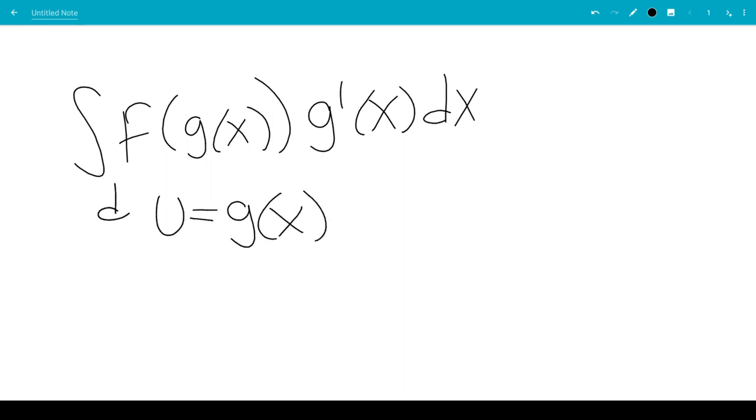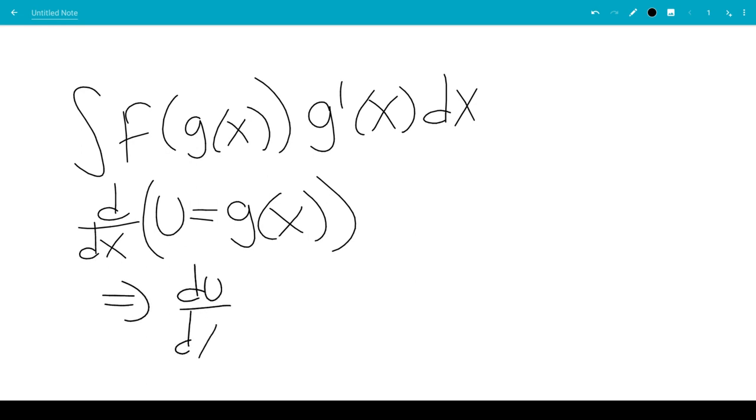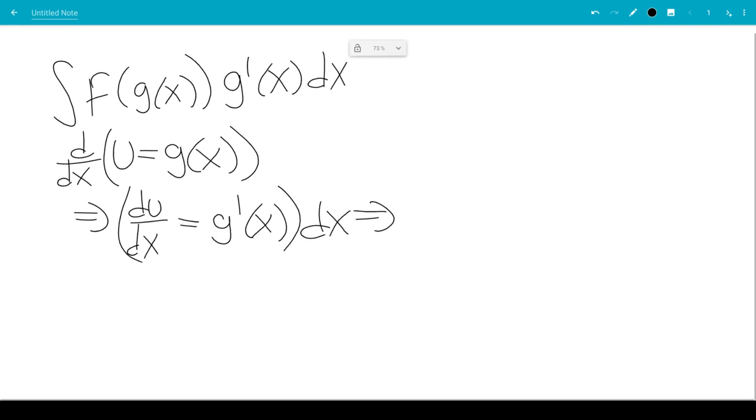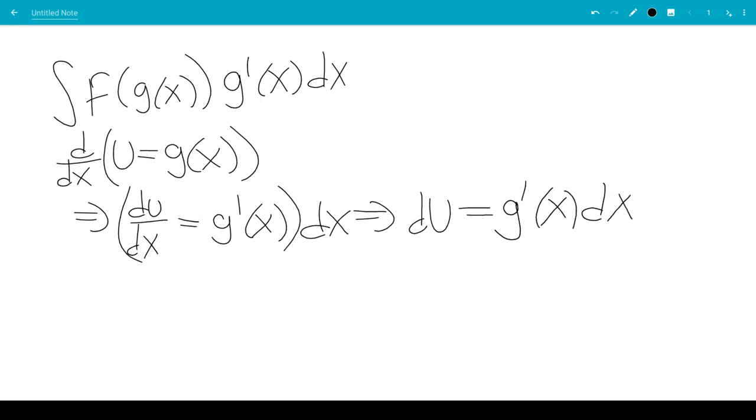So we take the derivative on both sides. We'll get that du dx equals g prime of x. Derivatives are not really fractions, but you can multiply both sides by dx in a way. So this will be that du equals g prime of x dx. Basically, we have u equal g of x, and we can take the derivative on both sides with respect to its variable. The derivative of u is just du, and the derivative of g of x is just g prime of x dx. So you do it on both sides.